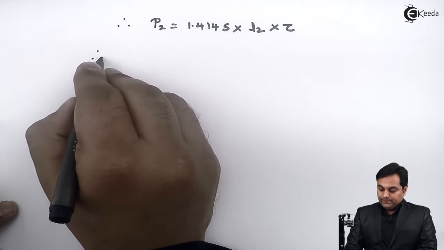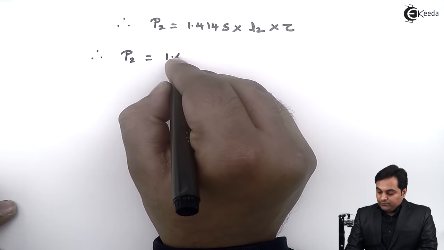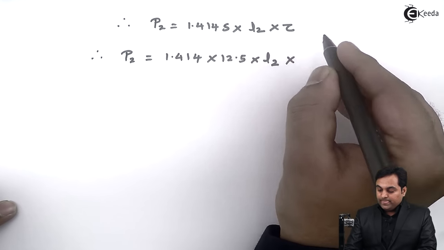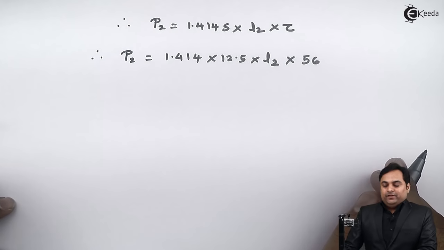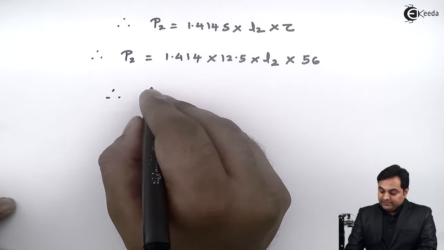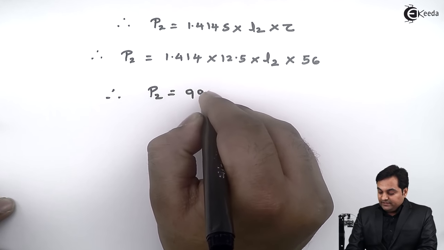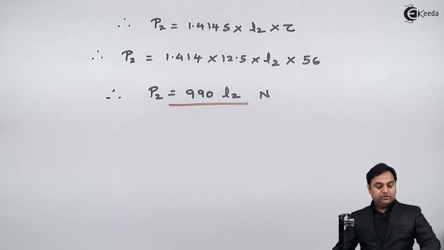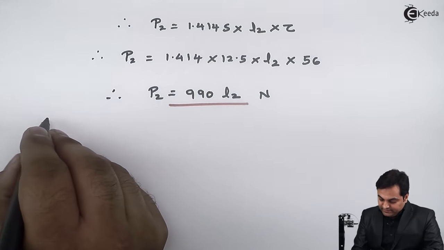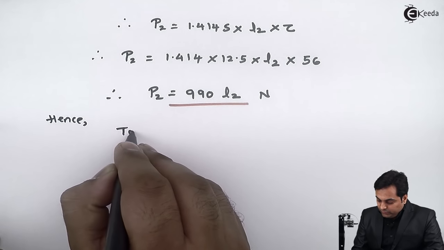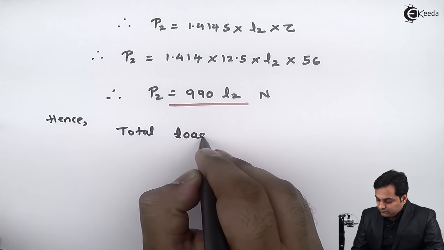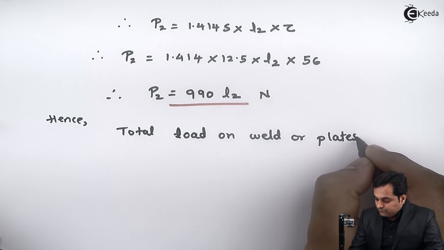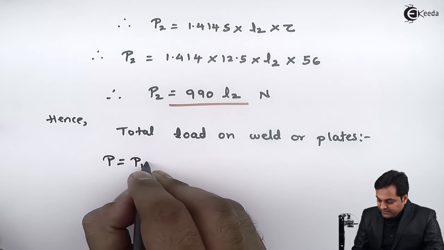Next, here P2 will be 1.414 into S is 12.5. L2 is the value which we have to calculate, it is unknown. Tau is 56. So here I'll get the answer in the form of L2, and that is 990 L2, unit will be Newton. And previously also we have calculated P1. Next I'll say that hence total load on weld or plates, that will be P is equal to, I'll equate it as P1 plus P2.